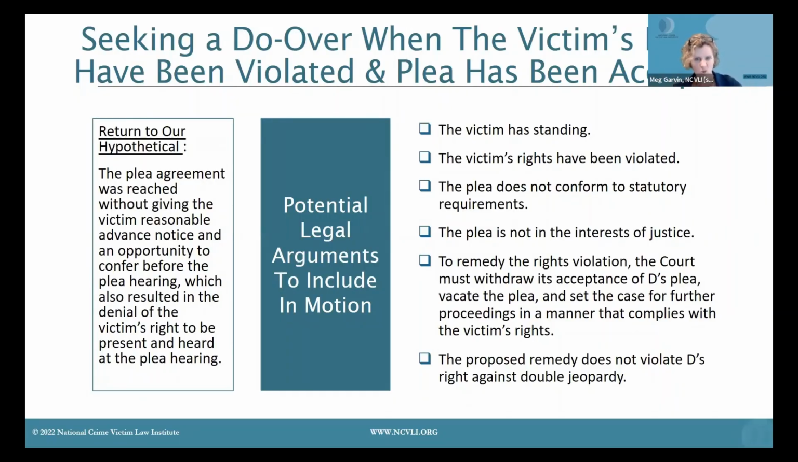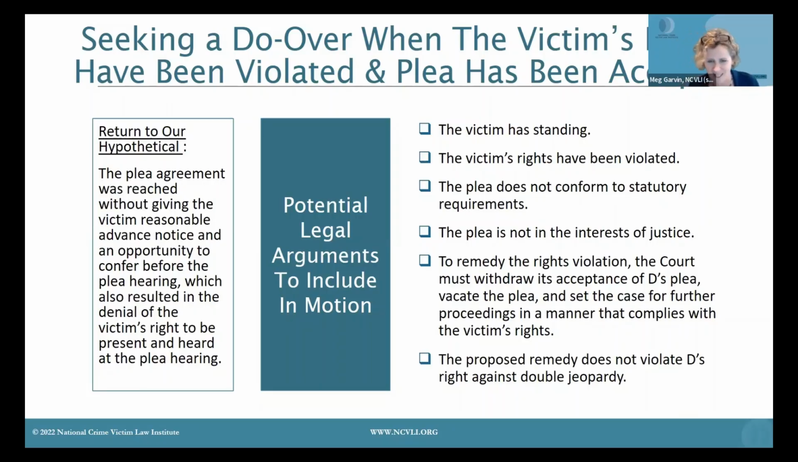And then I'm reversing the order a little bit of what's on the checklist. The second to the bottom is also to remedy the rights violation. You have to do what? Withdraw the acceptance of the plea, vacate the plea, set the case for further proceedings. Think through your relief request very carefully and decide what you want. But know that you have some of these options. And if your client had a right and wanted to do something with it, and the plea happened, go in. And we, again, will be here to do it with you.